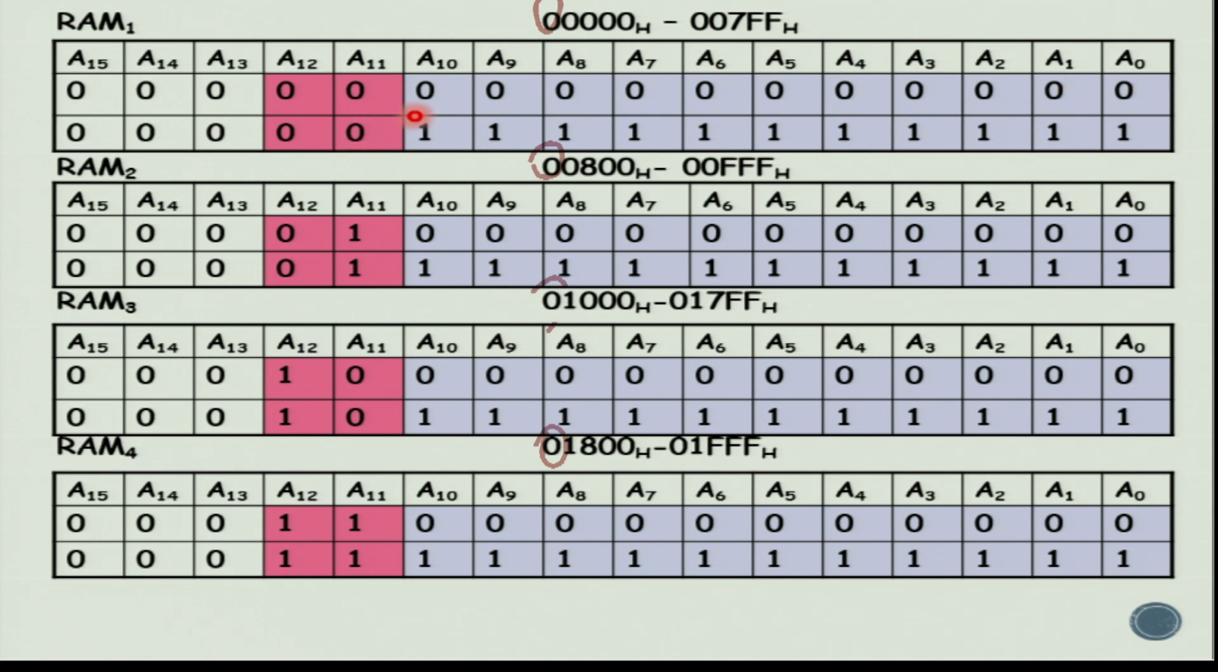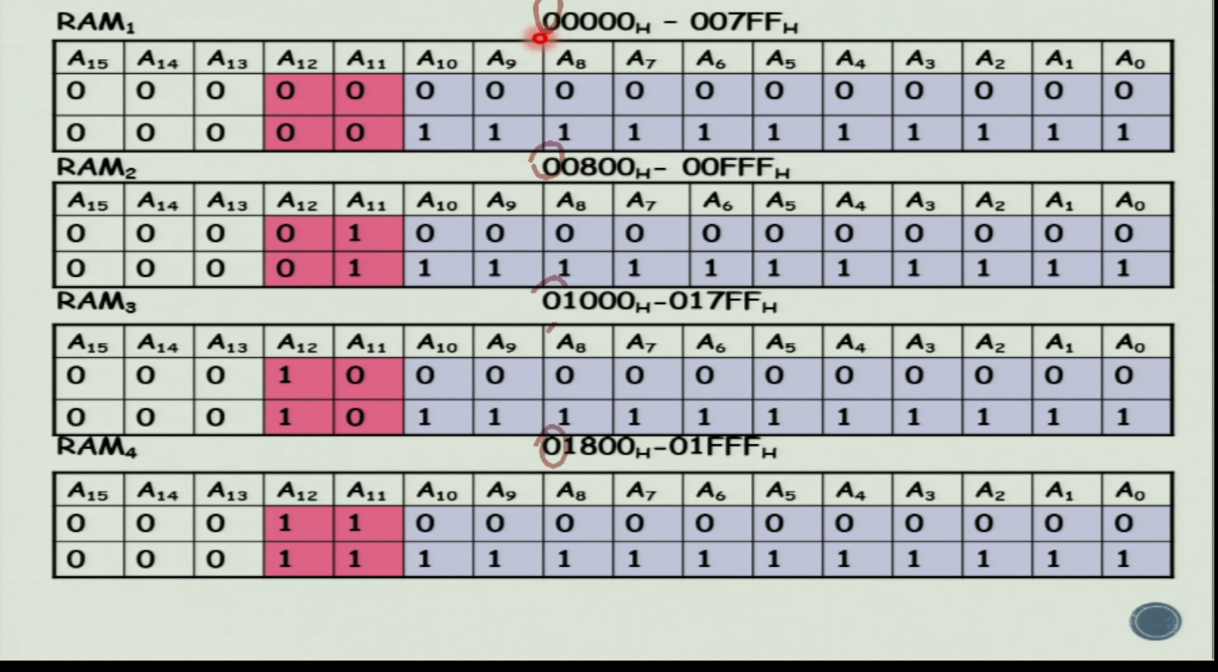So A0 to A10 is used for selecting one of the 2K memory locations within the RAM chip. We cannot use this for decoding because within the RAM chip itself, these 11 address lines will vary. You have to select one of the 2K locations based on these 11 address lines A0 to A10, and we have already given these to the RAM chip. We are going to use the rest of the address lines, A11 to A15.